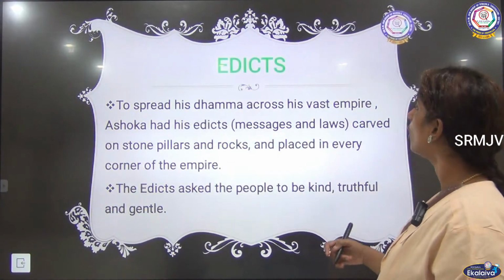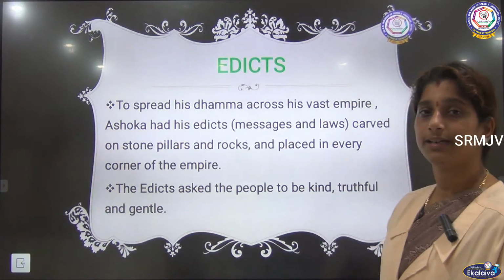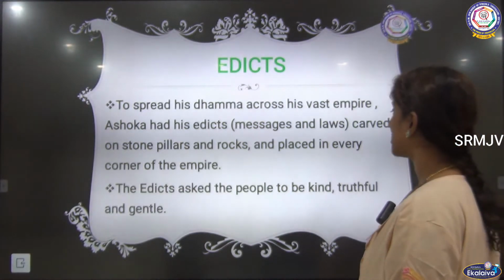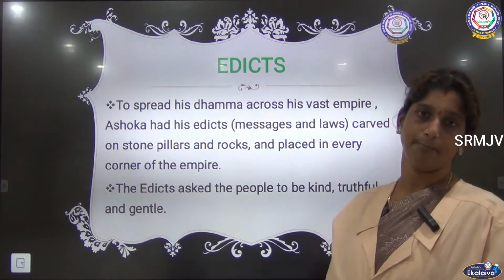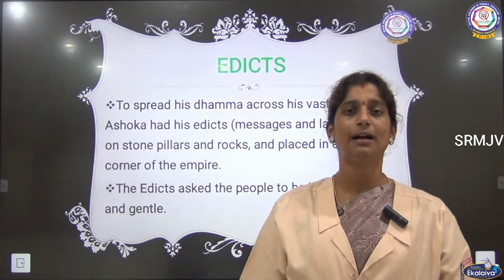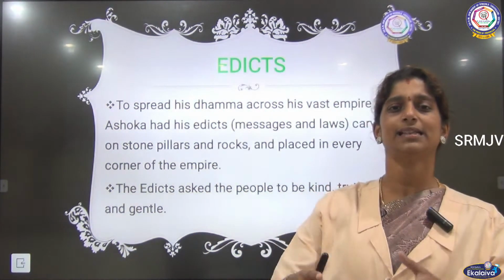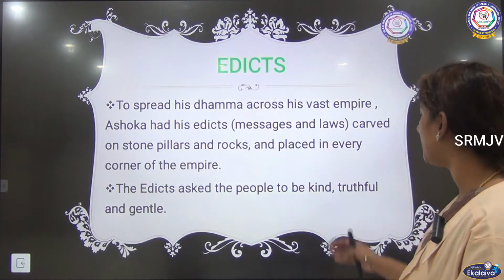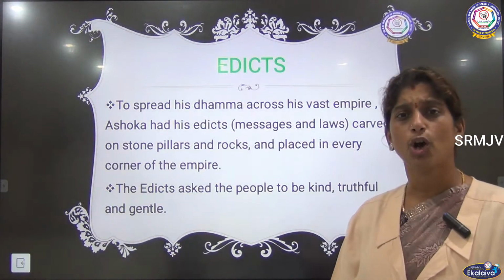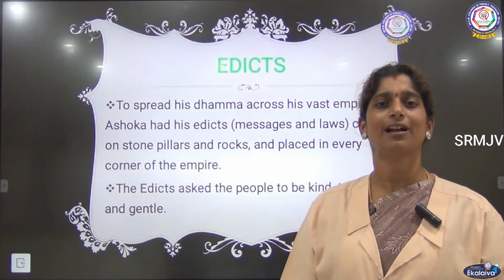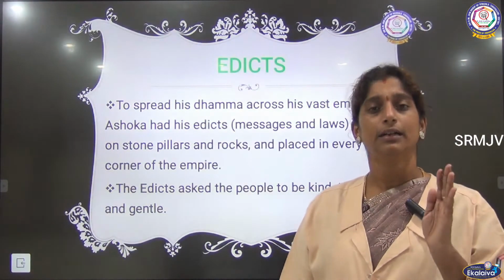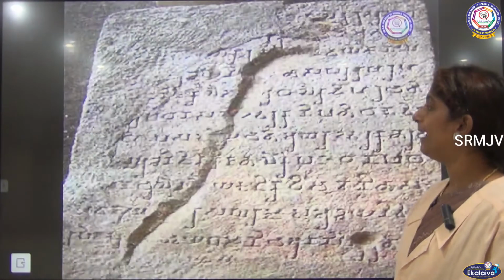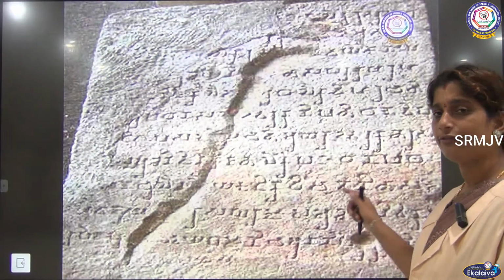To spread his Dhamma across his vast empire, Ashoka had his edicts, messages and laws carved out on stone pillars and rocks and placed in every corner of the empire. So he wanted to spread his policy of Dhamma, and that is why he started making these edicts. The edicts asked the people to be kind, truthful and gentle. So there were no strong or forceful laws. People were just asked to follow the policies of kindness, truthfulness and gentleness. And here you could see a sample of the edict of Ashoka.